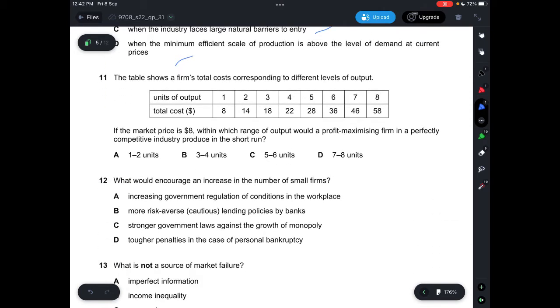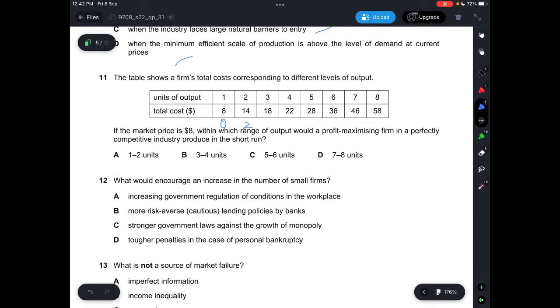Question 11, the table shows a firm's total cost corresponding to different levels of output. If the market price is $8, within which range of output would a profit maximizing firm in a perfectly competitive industry produce in the short run? Okay, so market price is $8, so if you produce only one unit, the total cost is $8, so you earn 0. And then for 2 units, you multiply by 8, you get 16. 16 minus 14, you get 2.